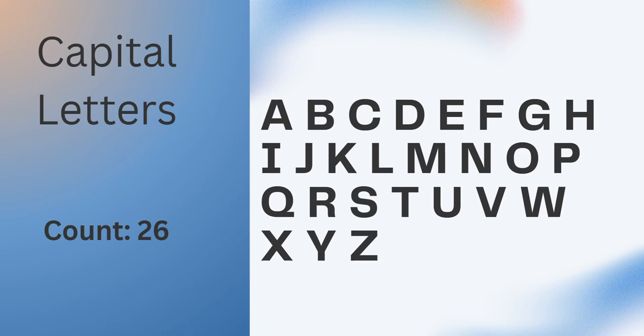In English, there are 26 alphabets. These are capital letters. Try to speak with me. A, B, C, D, E, F, G, H, I, J, K, L, M, N, O, P, Q, R, S, T, U, V, W, X, Y, Z.